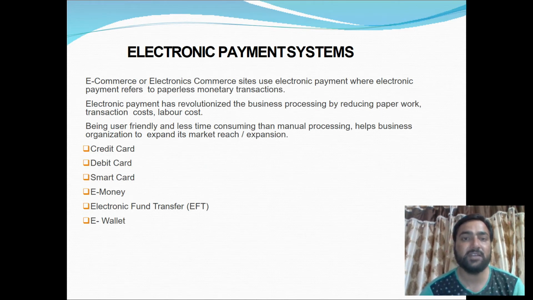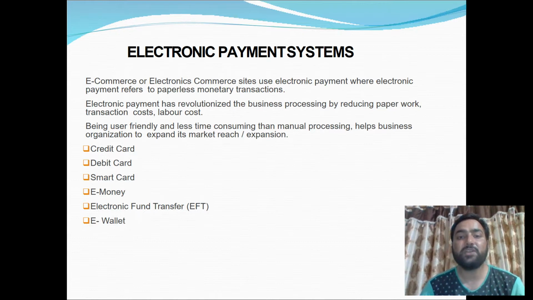So what is an electronic payment system? E-commerce sites use electronic payment, where electronic payment refers to paperless monetary transactions. That means you are dealing with monetary values over the web. Those are paperless, that means no use of paper, that is, no hard money is used for payment.